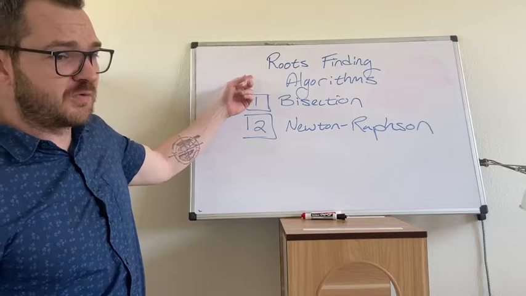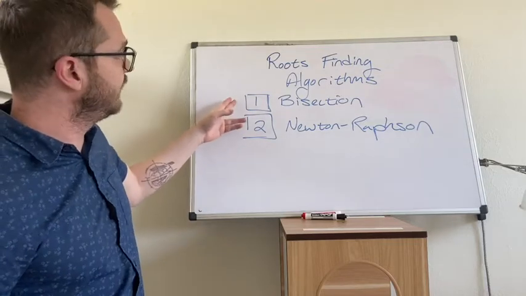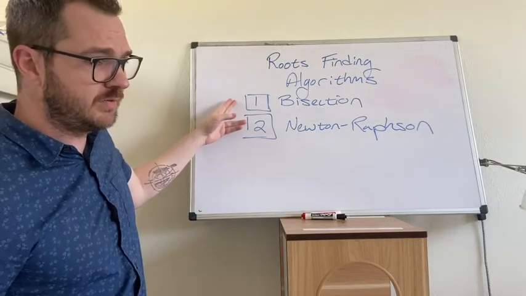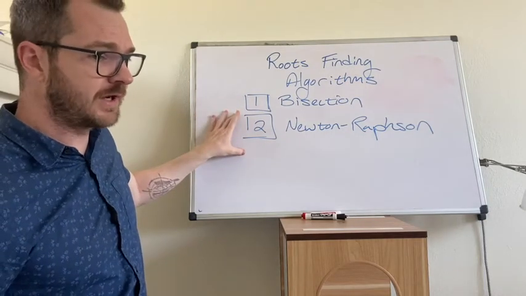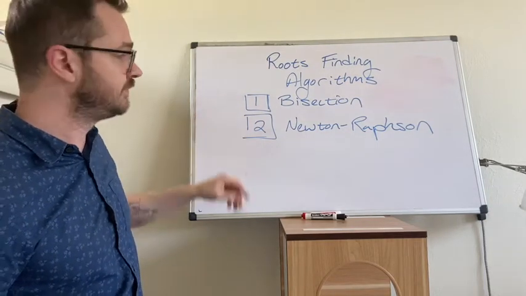We're still talking about roots finding algorithms. We did one video of bisection already where we did the theory and the pseudocode. Let's do the same thing now for the second method, Newton-Raphson.